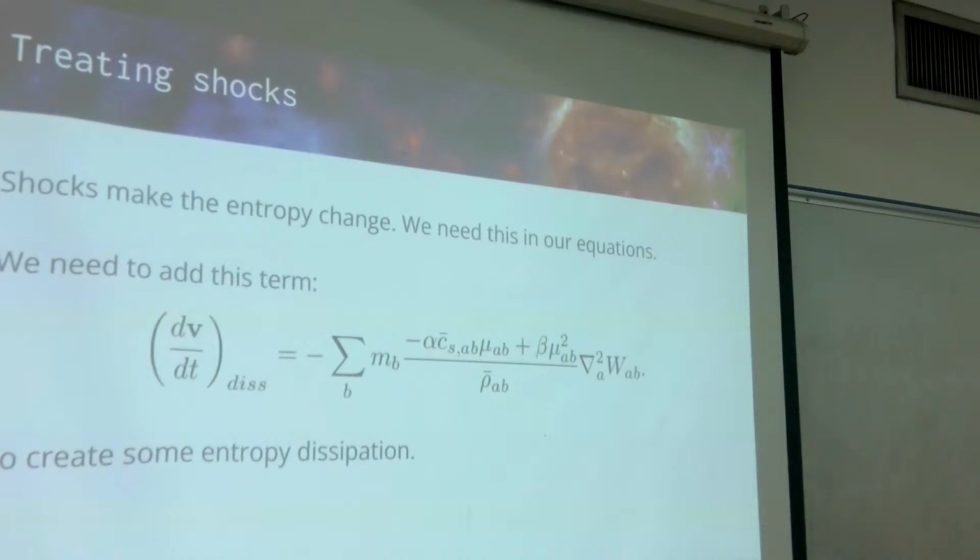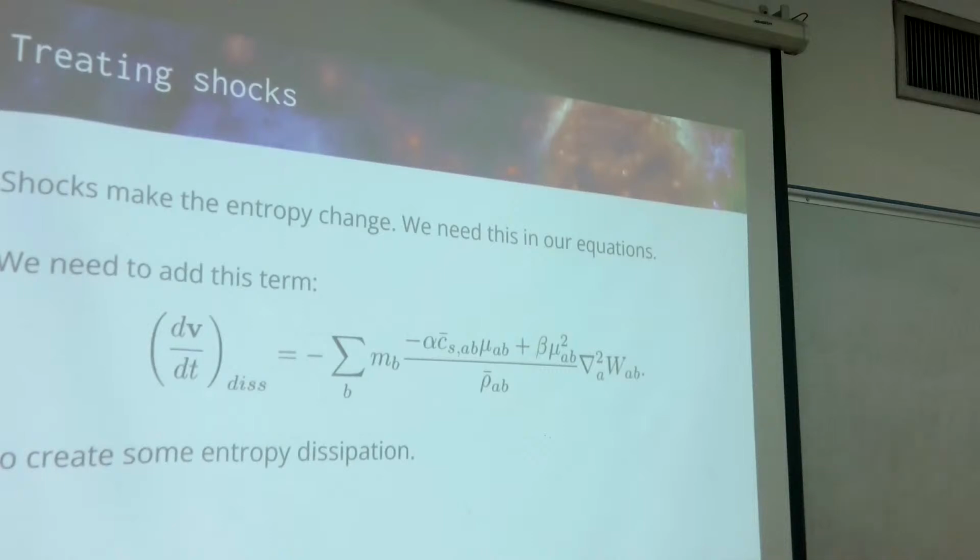And so typically people add this term. They add to the acceleration something that will convert a bit of the energy. If you have a shock, again two blobs coming at each other, some of the kinetic energy will have to be transformed into thermal energy through viscosity. So we need to add something to the acceleration here that will convert kinetic energy into thermal energy. That will create some entropy dissipation, which will not conserve entropy. And that is exactly the goal, because that's exactly what happens in a shock.